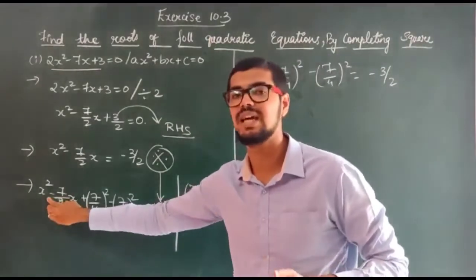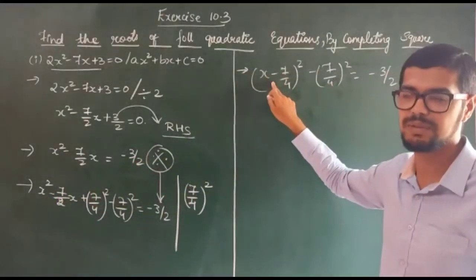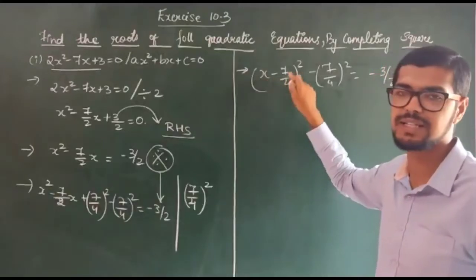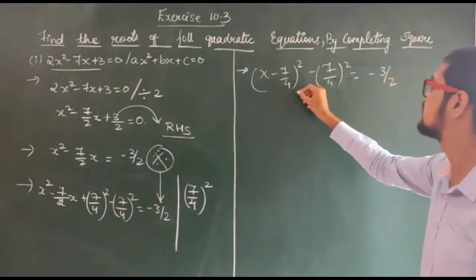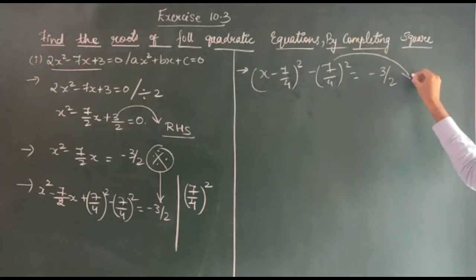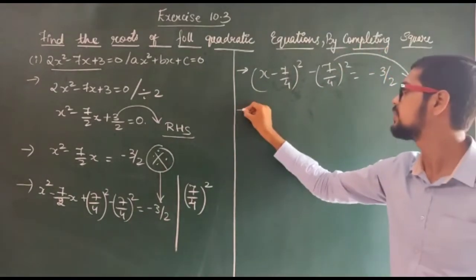If I have plus sign, write this in the form of a plus b whole square. If I have minus sign, write this in the form of a minus b whole square. Now just simplify this. How can I simplify this? Shift this term towards the right hand side. I will do it here.